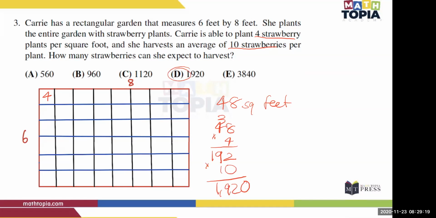That's very nice. We could also do 4 times 10 goes to 40, right? Yes. And we can do it that way, 40 times 48, which would give us the same answer. That's good.